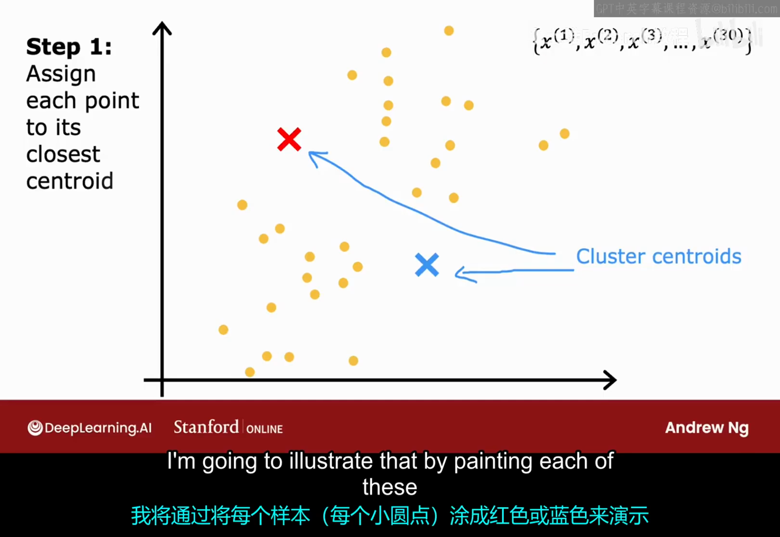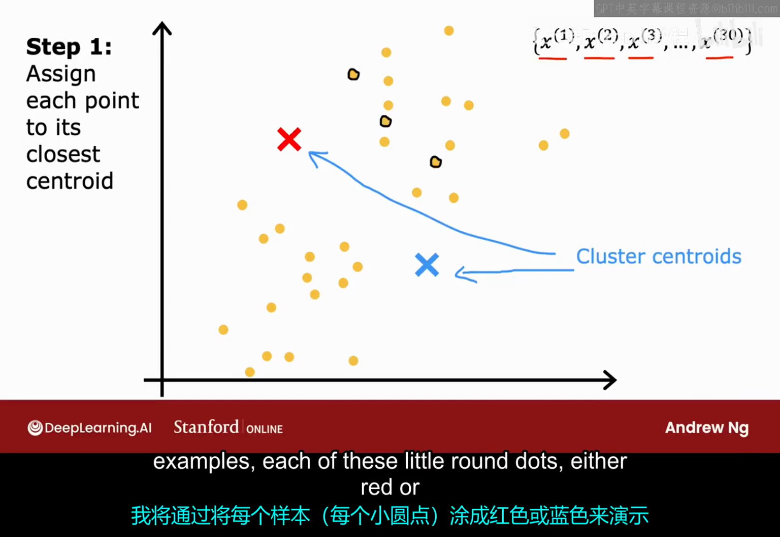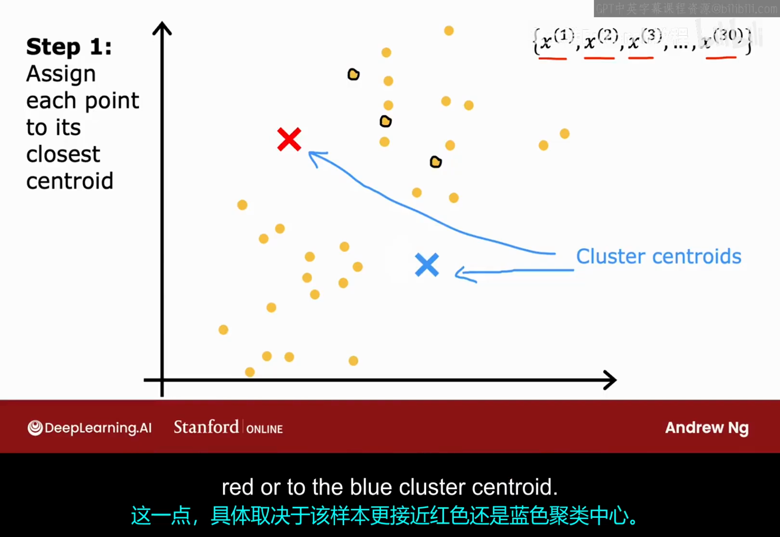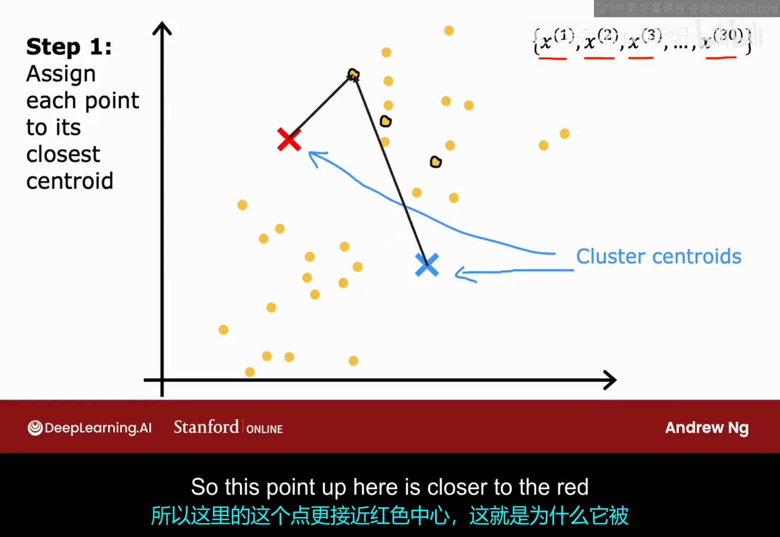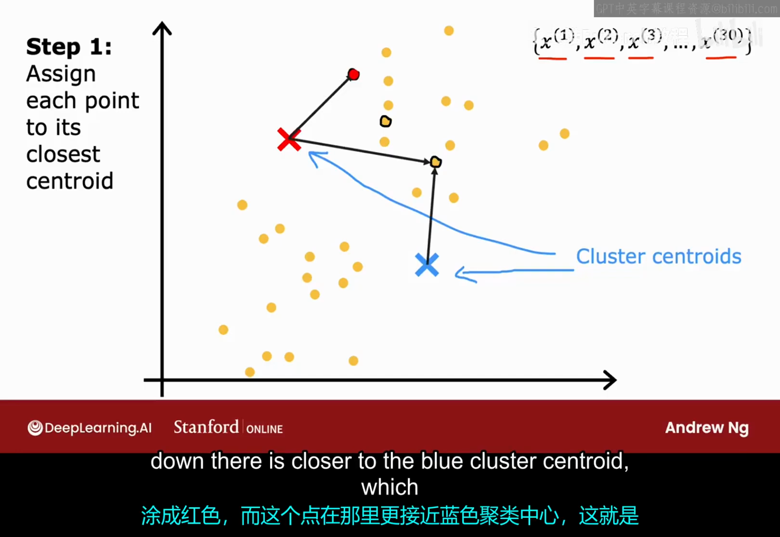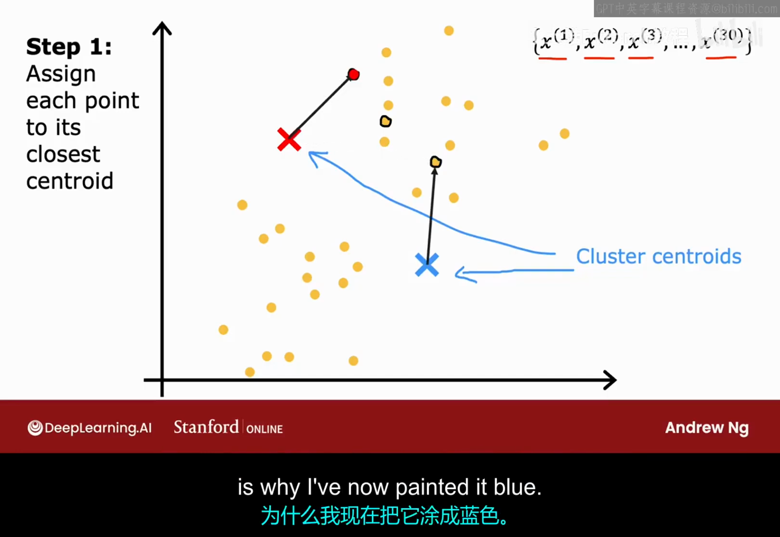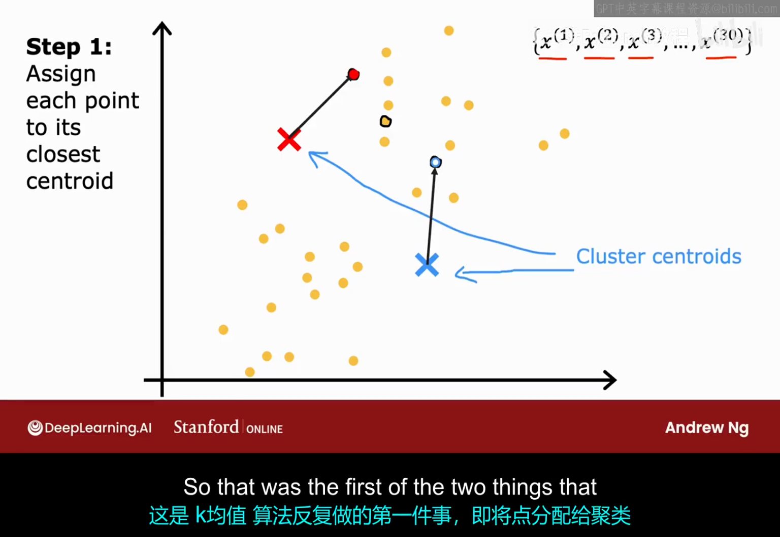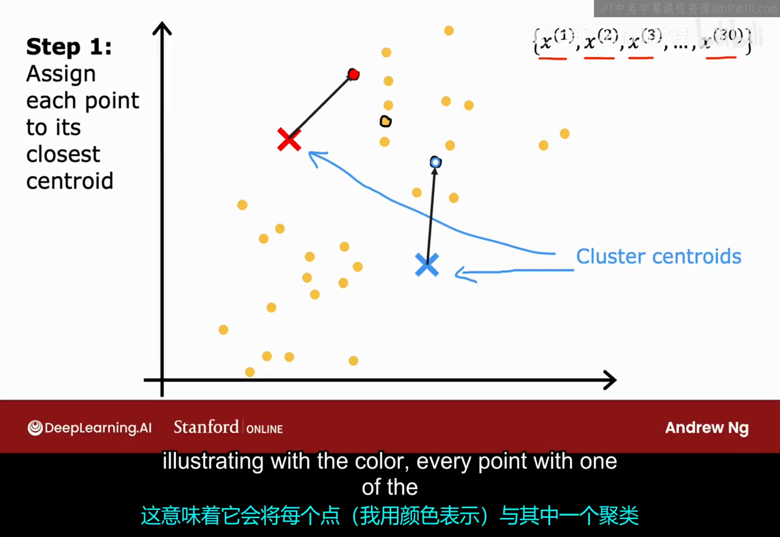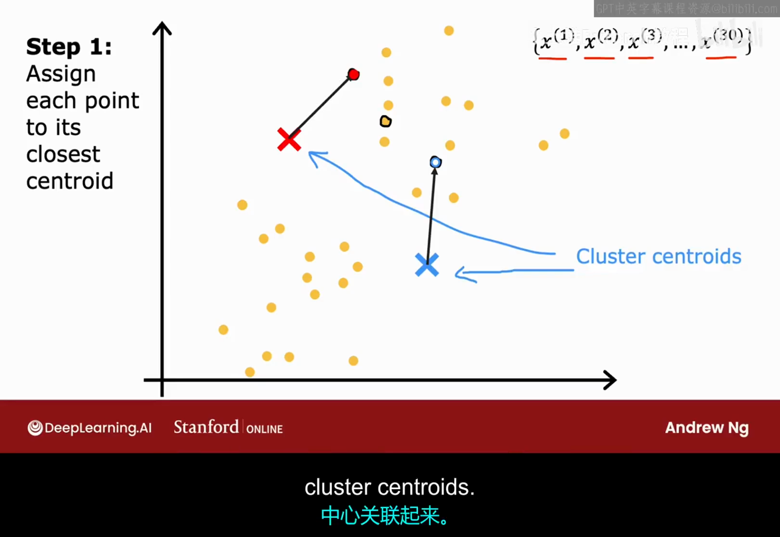I'm going to illustrate that by painting each of these examples, each of these little round dots, either red or blue, depending on whether that example is closer to the red or to the blue cluster centroid. So this point up here is closer to the red centroid, which is why it's painted red, whereas this point down there is closer to the blue cluster centroid, which is why I've now painted it blue. So that was the first of the 2 things that k-means does over and over, which is assign points to cluster centroids. And all that means is it will associate, which I'm illustrating here with the color, every point with one of the cluster centroids.